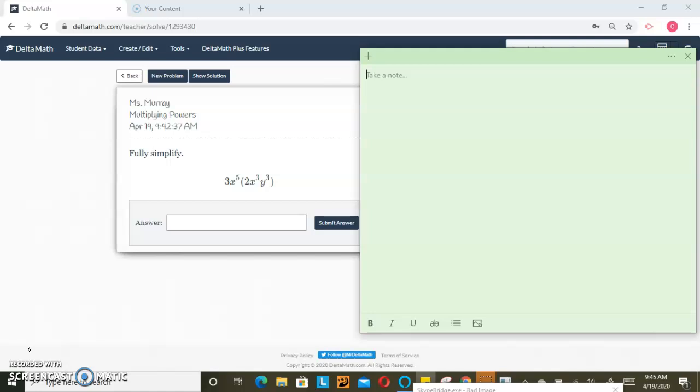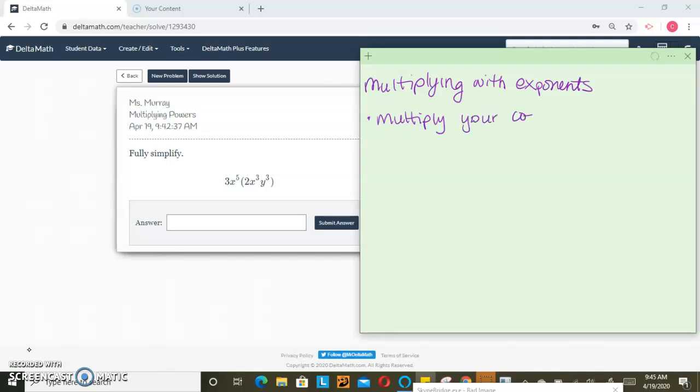All right, so when you are multiplying exponents, you first want to make sure you multiply your coefficients. And just a reminder, your coefficients are the big numbers out front.